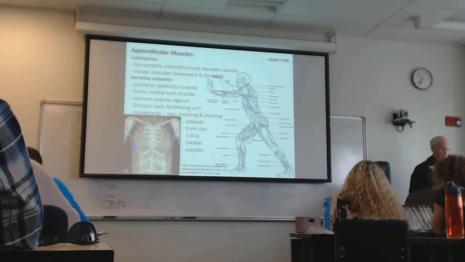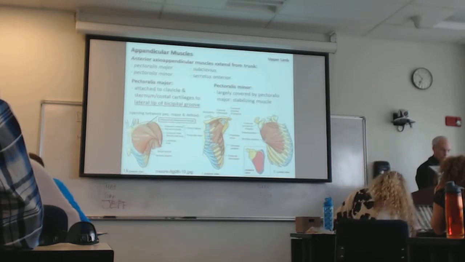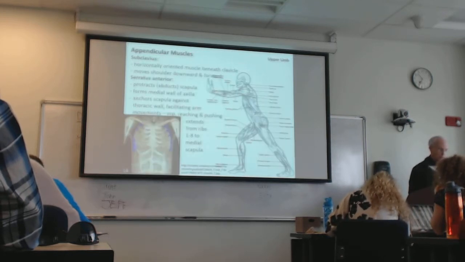So we've talked about the subclavius and the serratus. Just to understand, the serratus gets its name from its serrated or scissor-like attachment to the ribs there, and it's primarily important for positioning the scapula in a protractive or anterior perspective.